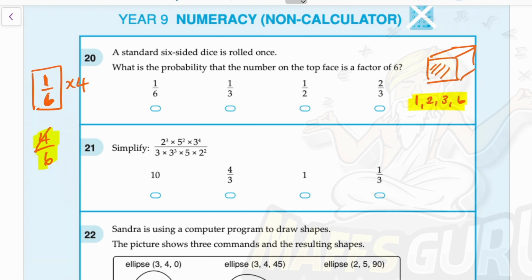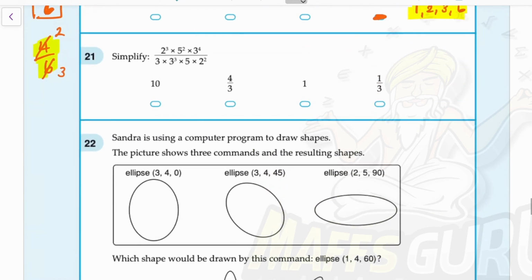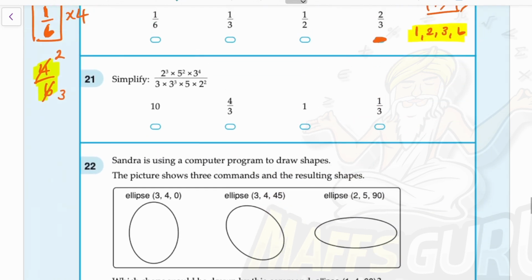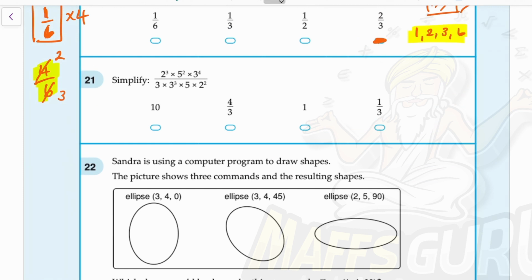So that can be divided by 2, which gives me 2. That can be divided by 2, which gives me 3. And so 2/3 is my correct answer. Simplify this. Okie dokie. Now you can do this in lots of different ways.